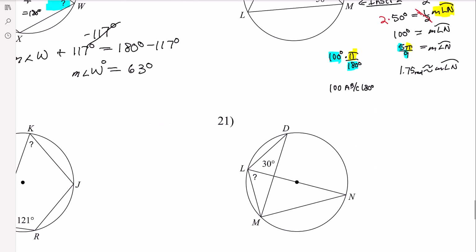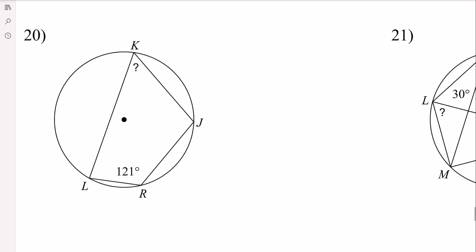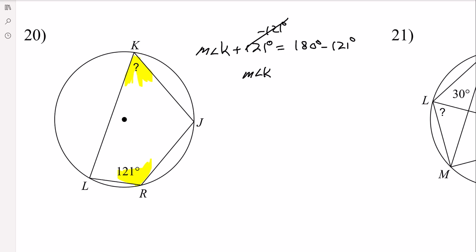Okay. So now, same thing here. We know that these opposite angles add up to 180. So the measure of angle K plus 121 is equal to 180. Subtract 121 from both sides. Make sure you're doing that. And is that 59 degrees? I'm going to double check. 180, subtract 121. Yeah, 59 degrees.